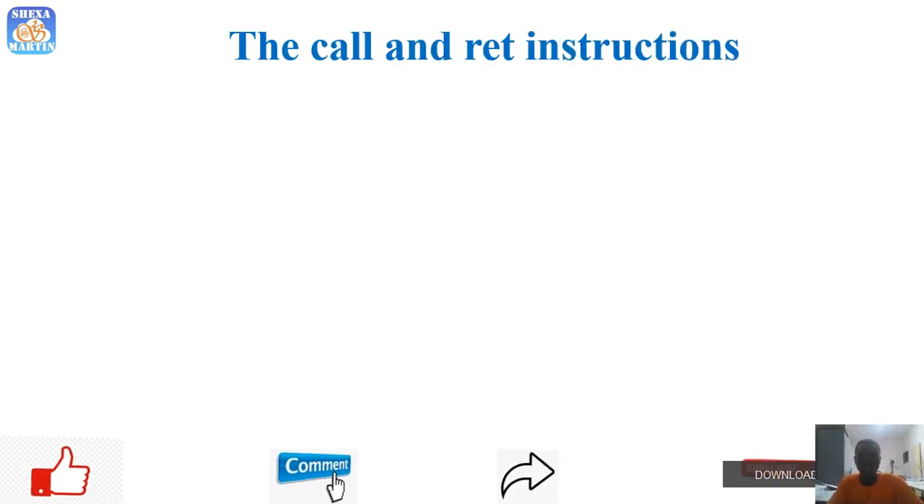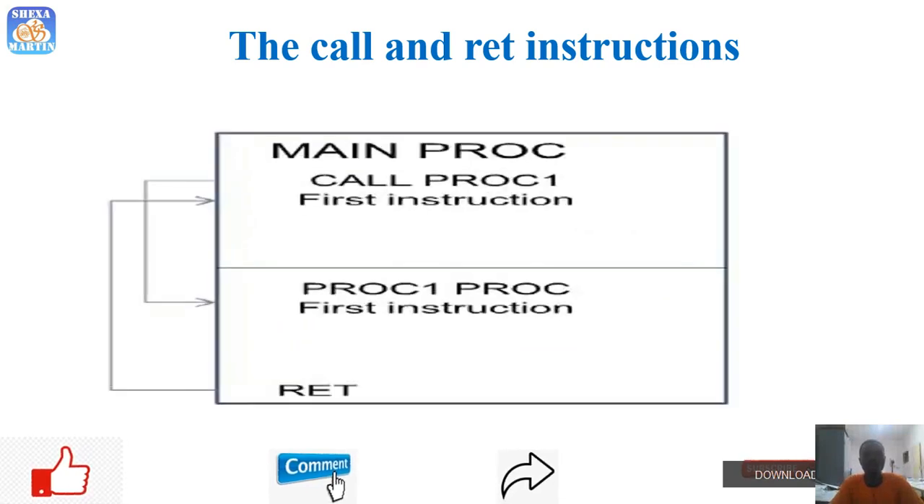Right, the call and the return instructions. So this is what happens. Main procedure, the call procedure, first instruction goes that. Then the moment we call, here we call, we go to the first instruction in the called procedure. Once we are done, we go back to the main procedure and then execute the first instruction after the call instruction. Let me start again.